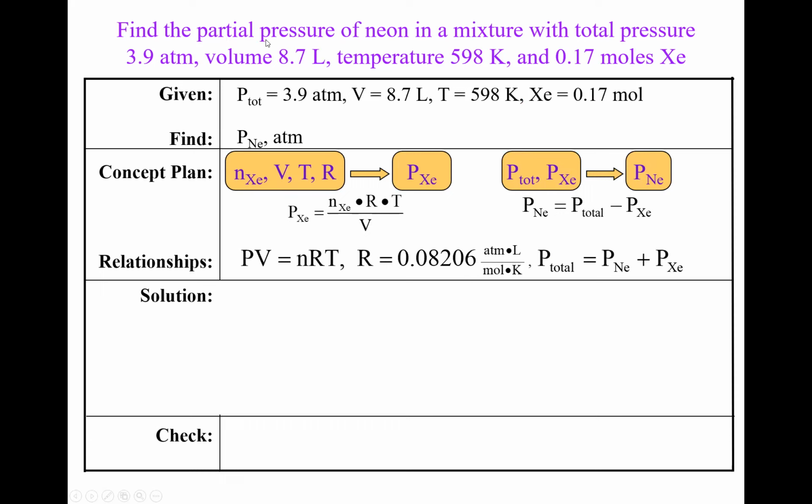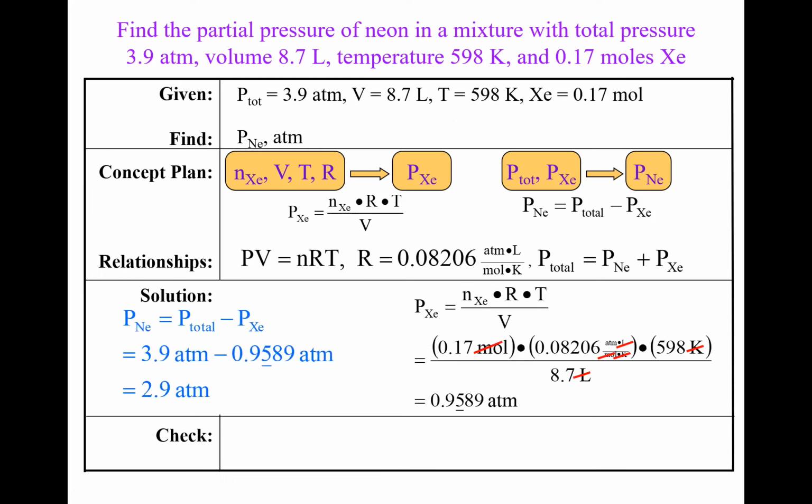You could have also found the total moles, subtracted the moles of the xenon, and then found the pressure. But this way is a little faster, I think. Okay. So as long as you have that, okay, that's the missing part that I needed.